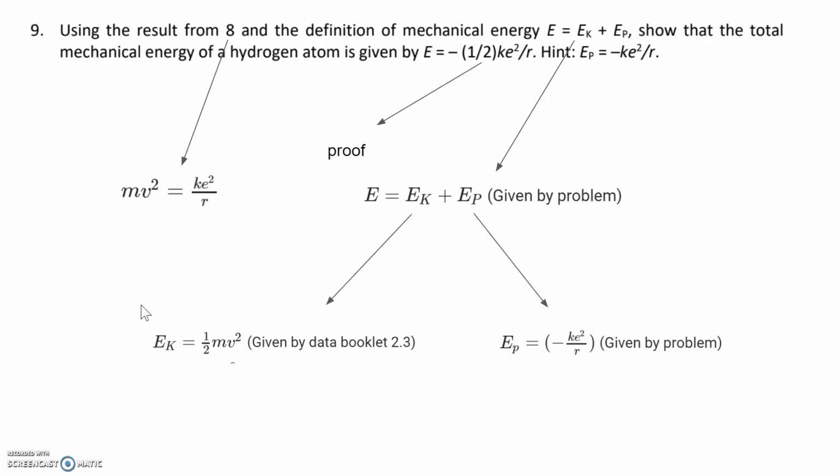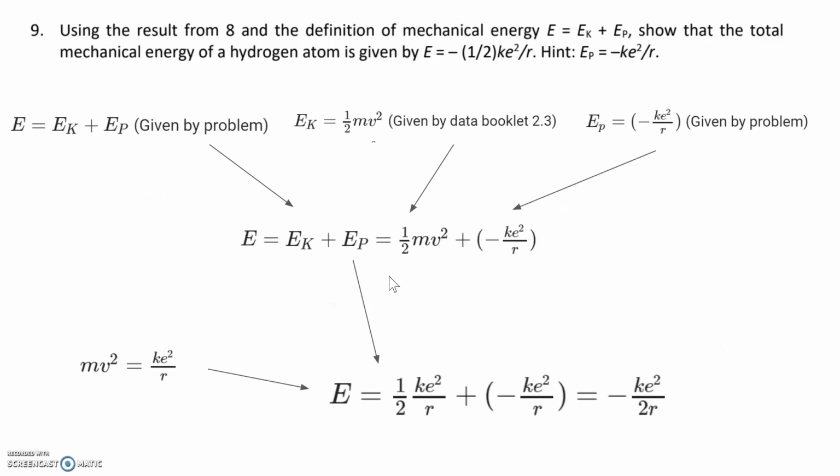Next, we can also add more detail to this equation by using the equation for kinetic energy, 1/2 mv squared, and the given equation for potential energy, negative ke squared over r. Now we can begin solving the question.